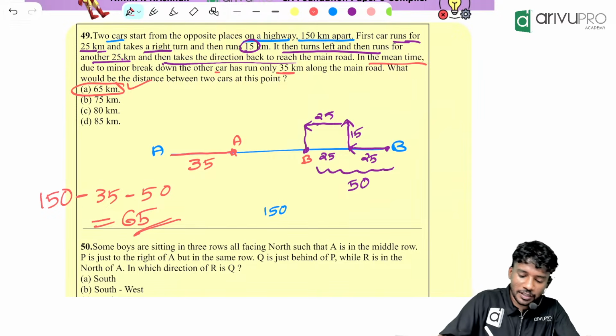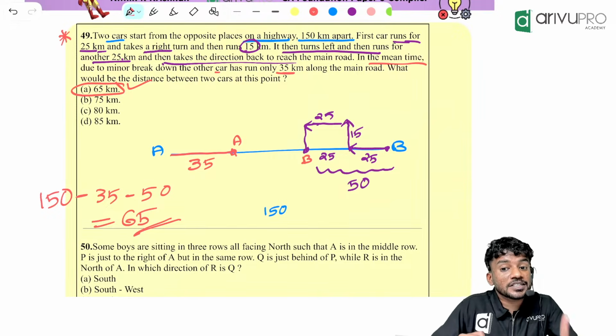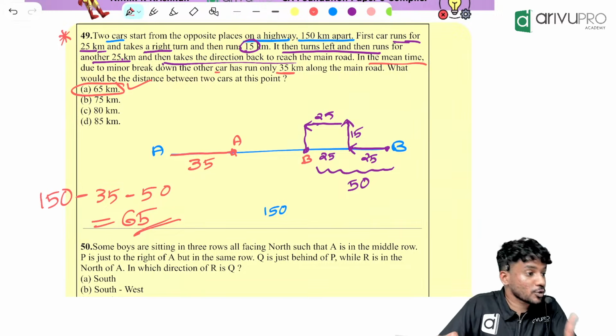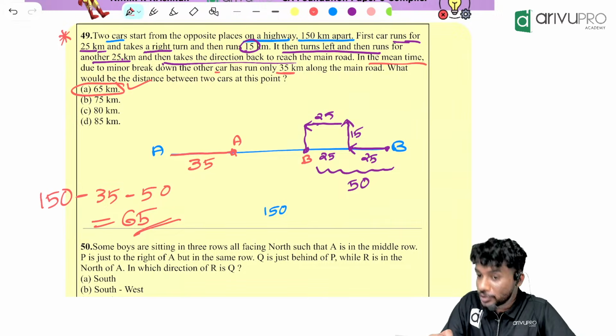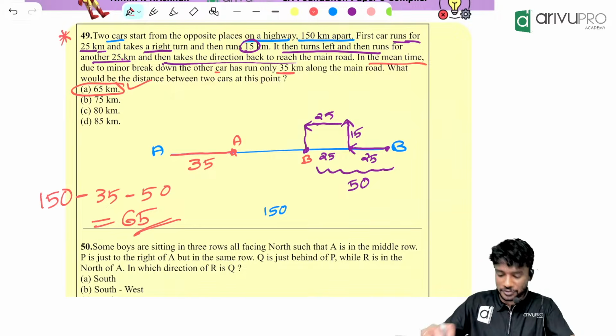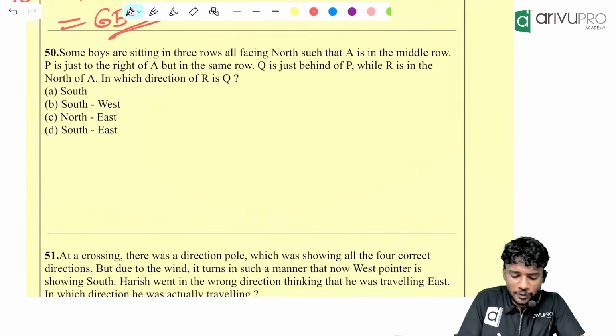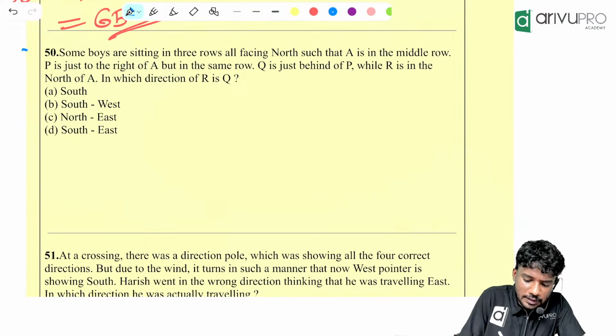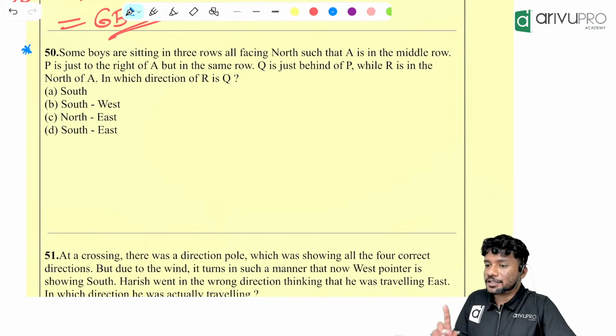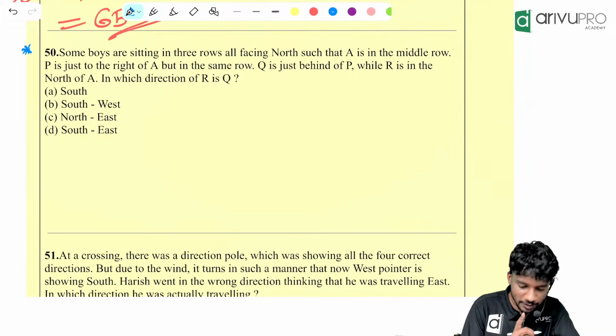Very good question. Again I am telling you, there is a repetition chance for this type of question. The distance between 2 points question has a high repetition chance. Then, okay, it's a different question. We haven't solved a question like this, but it is very direct. If you know seating arrangement, you can easily solve this.